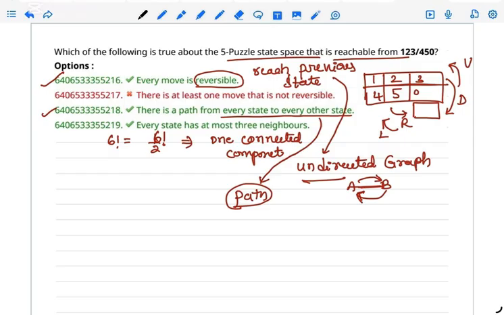Okay friends, remember, one connected component only. There are two connected components in this question. In one connected component, every reachable state is reached from every other state; it is possible to reach every other state in a single connected component. One means a single connected component.